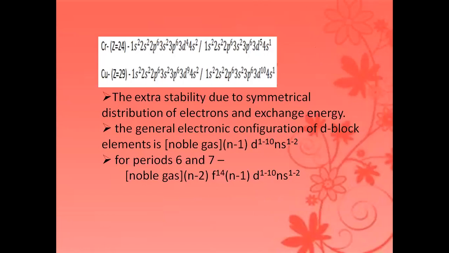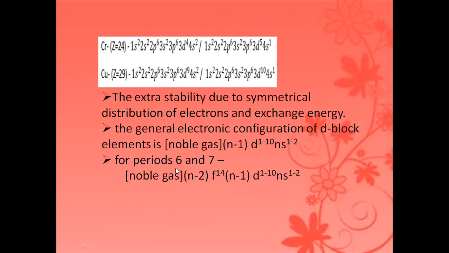So next one is how to write the general electronic configuration for the d block elements. So how do we write the d block elements' electronic configuration? First the noble gas, and then (n-1)d power 1 to 10, then ns power 1 to 2.